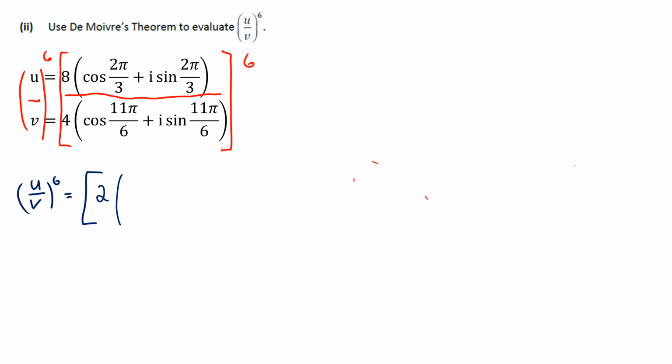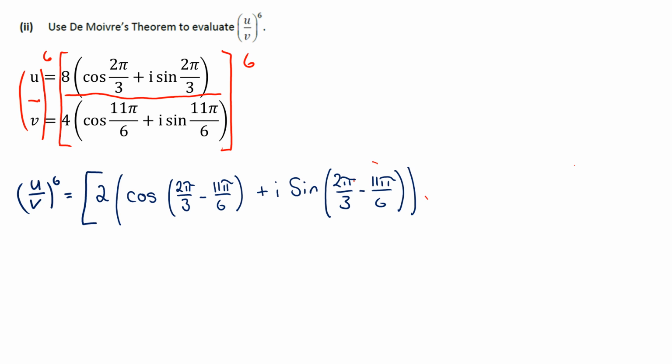So we have a shortcut for multiplication that's effectively the opposite, but what we get here is the cos of 2 pi over 3 minus 11 pi over 6, and then that's plus i sine 2 pi over 3 minus 11 pi over 6, and we are still doing that all to the power of 6. So you can clean that up further, and I will. So that gives us 2 cos of, and we get into negative angles here.